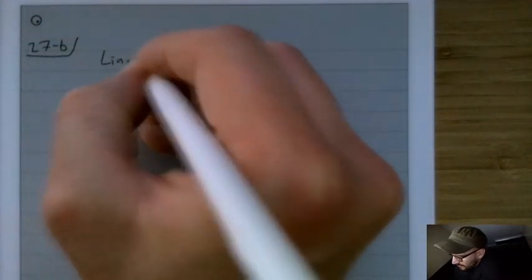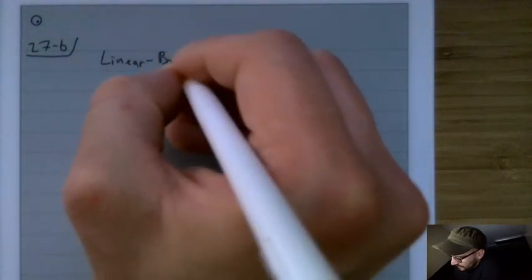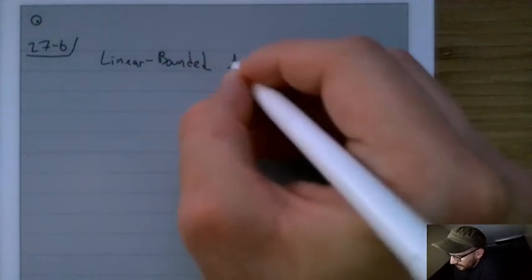So what we can do instead is define something that's called a linear bounded automata.